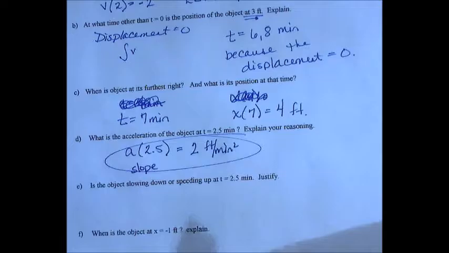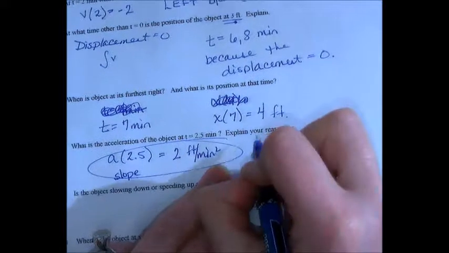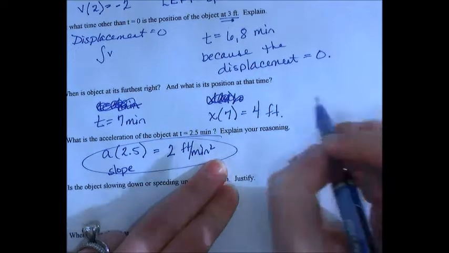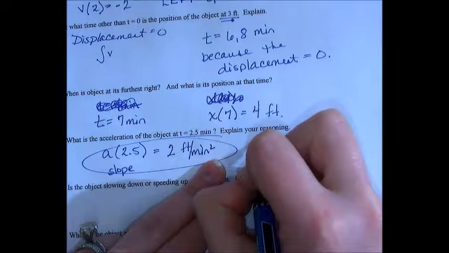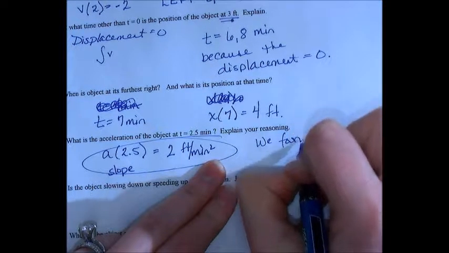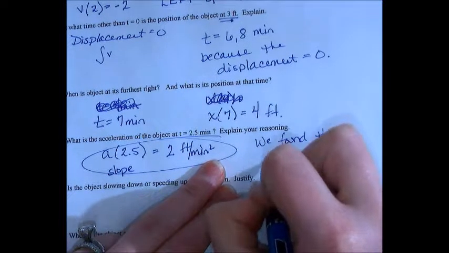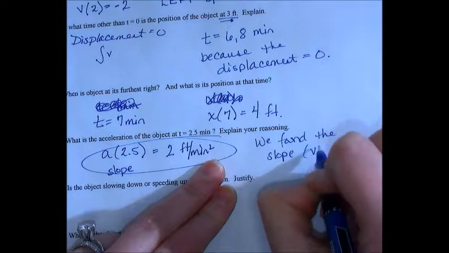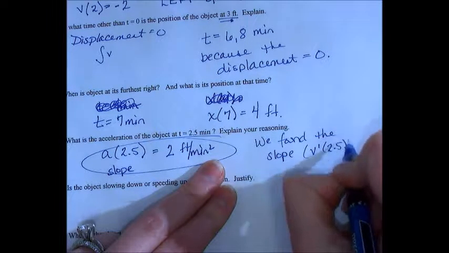So there's my acceleration. Explain your reasoning. Okay, so how did we get that answer? We found the slope, which is v prime at 2.5.